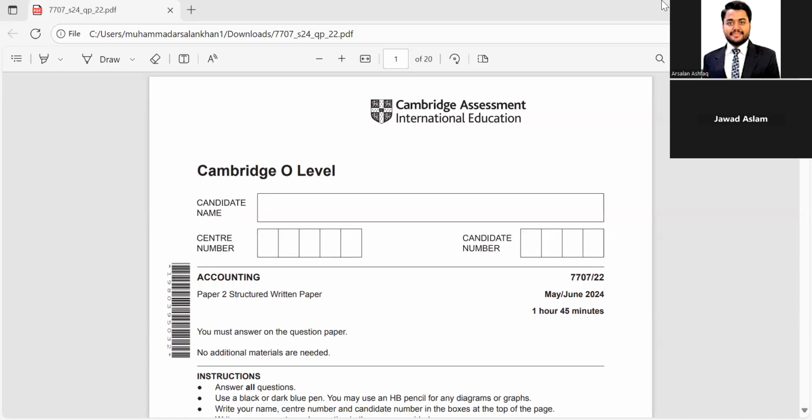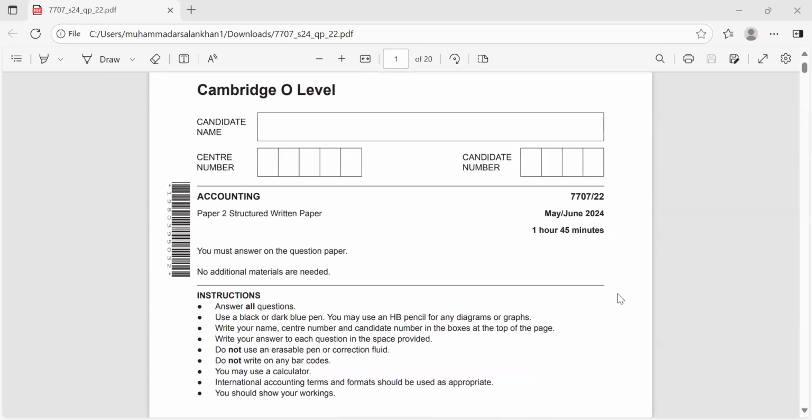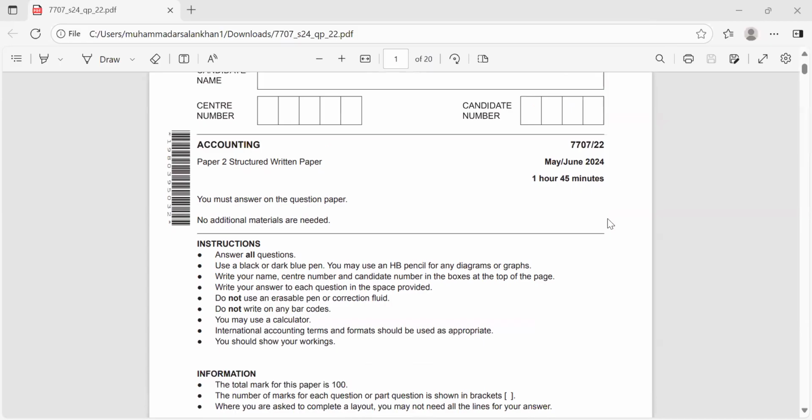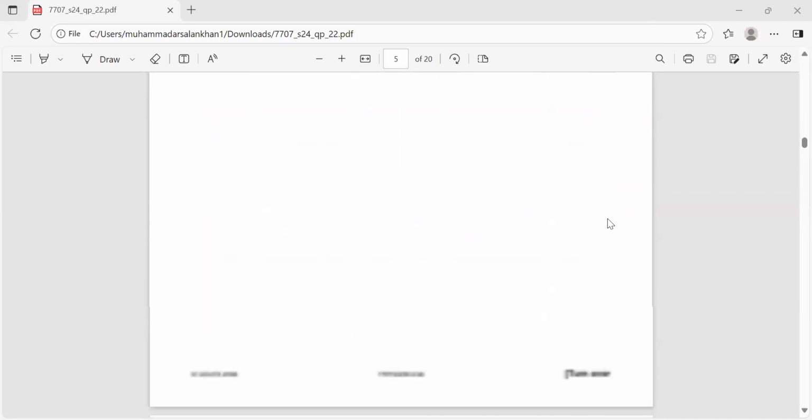Okay, Jawad. So as discussed in our last class, I said that today we will be doing one question on manufacturing, and so it is. I have picked one question on manufacturing from June 24, paper double two. Okay, June 24, paper double two, and it's question number two of manufacturing account.